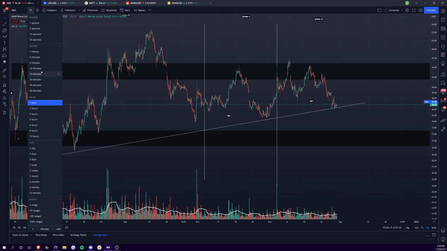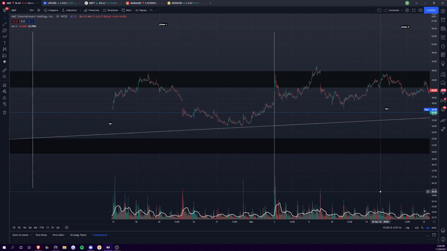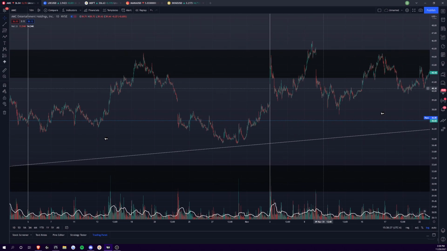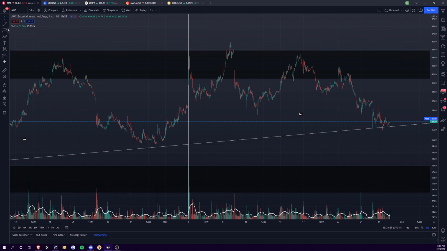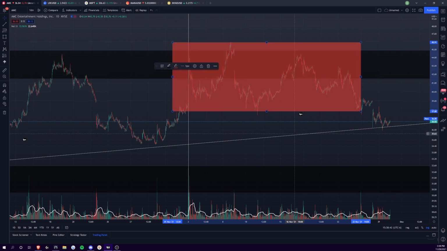So remember, the reason that I was calling for the downside, right, going into this is because I saw this section of the chart. If I can find it, there it is. All right, rectangle tool. I saw this part of the chart as distribution. All right, let me show you an example of what a distribution schematic looks like.